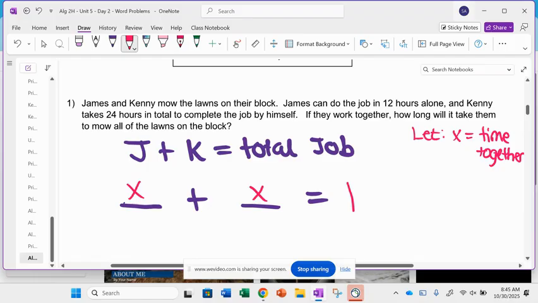And then how long does it take James to do the job by himself? 12 hours. So that's the first denominator. How long does it take Kenny to do the job by himself? 24 hours. And now we have our equation to solve, and it's a fractional equation.